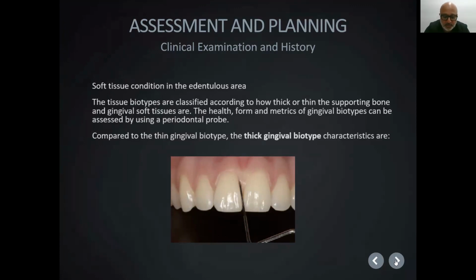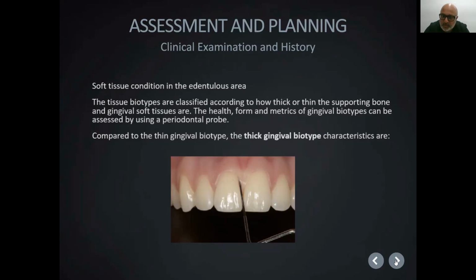Okay, the soft tissue condition, the edentulous area. This is also important. Soft tissue is important because we need to know what type of biotype it is, because different biotypes react in different ways. The tissue biotypes are classified according to how thick or thin the supporting bone and gingival soft tissues are. The health, form, and metrics of gingival biotypes can be assessed by using a periodontal probe. Completely true, and also by looking at it.